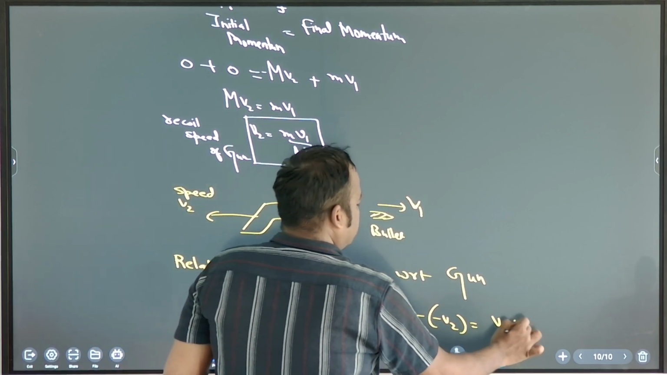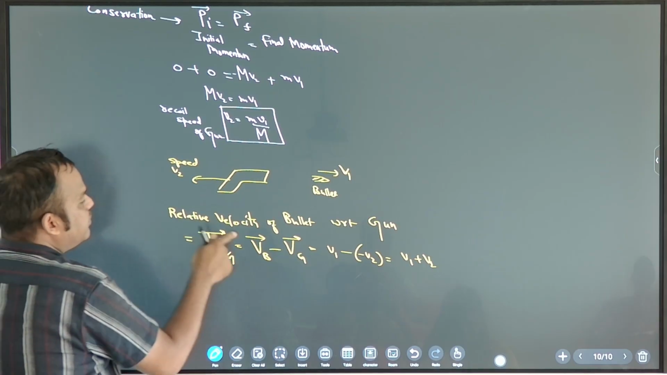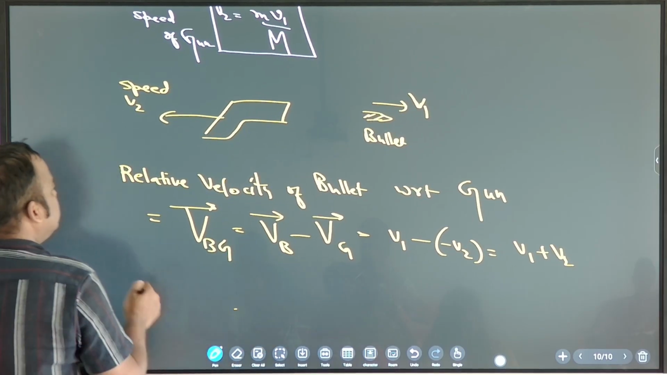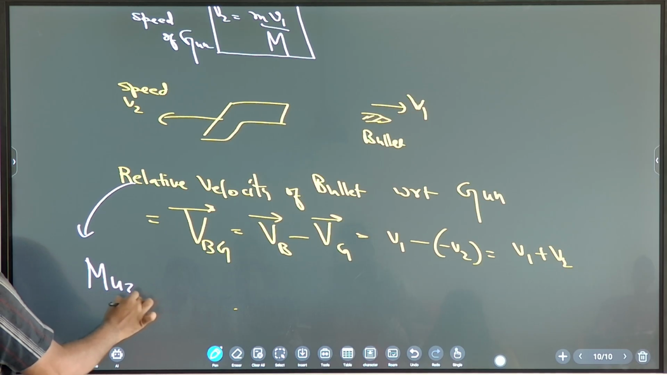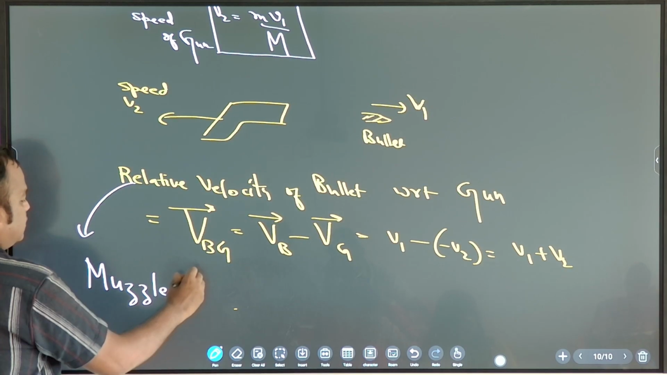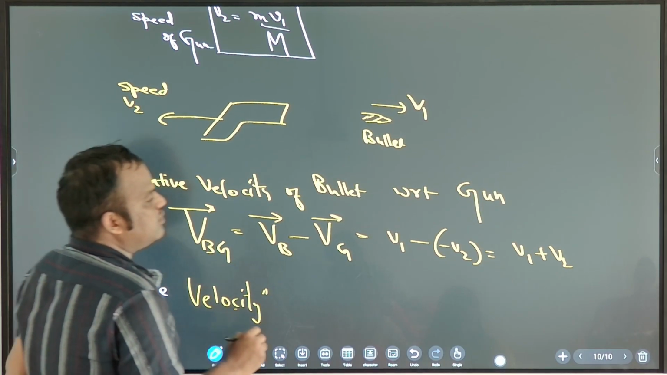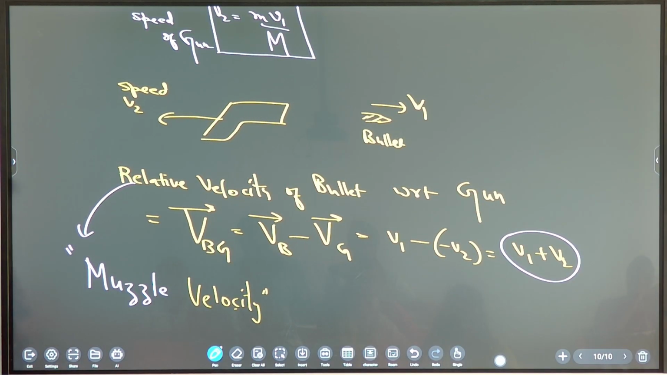So what is the value now? V1 plus V2. This is known as relative velocity. Clear? Relative velocity of bullet with respect to gun. Note down. This is also known as muzzle velocity. So what is the formula for muzzle velocity? V1 plus V2.